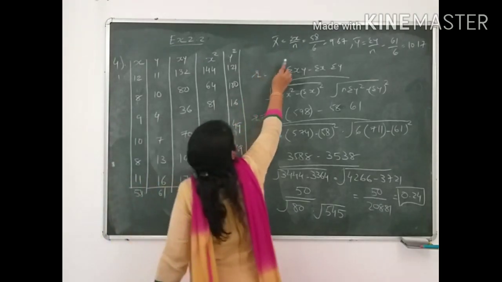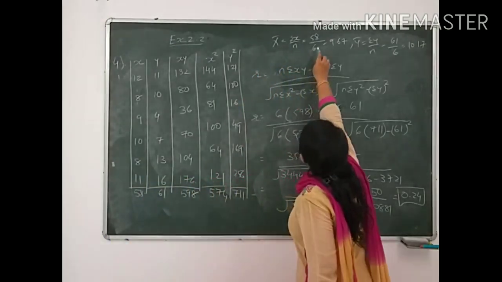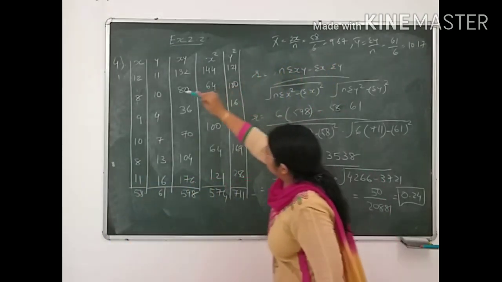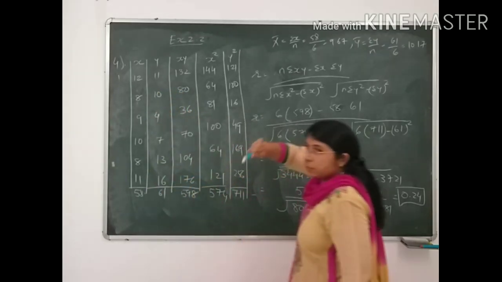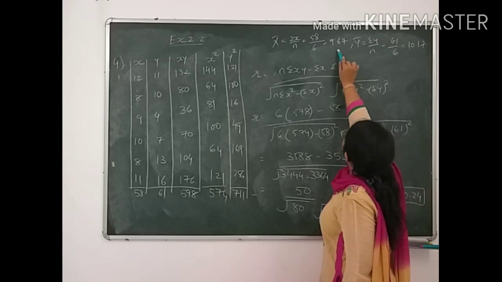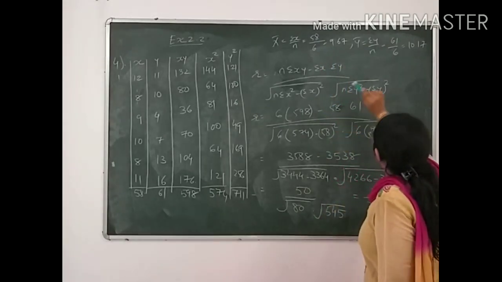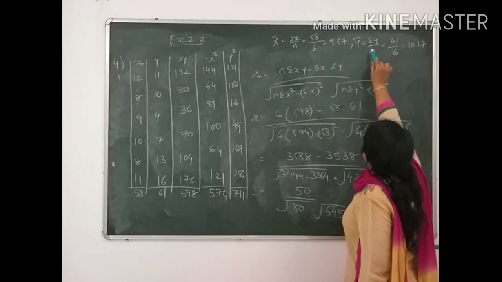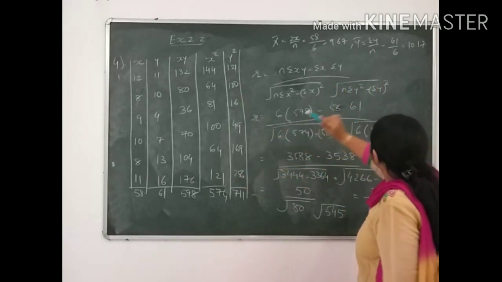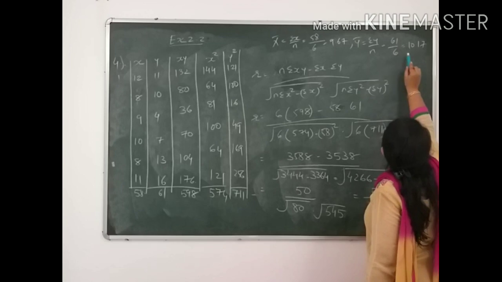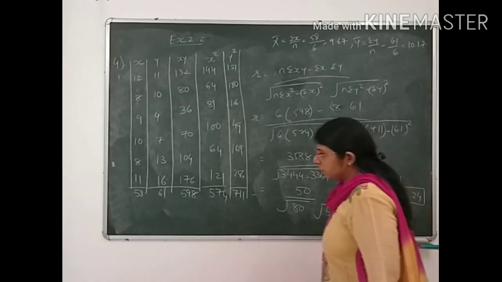So x bar is equal to sigma x upon n is equal to 58 upon 6, because the total number of observations is 6 over here, 1, 2, 3, 4, 5 and 6. So divide by 6, it is equal to 9.67. Now y bar is equal to sigma y upon n. What is the total of y? That is 61. So 61 divided by 6, it would come to 10.17.